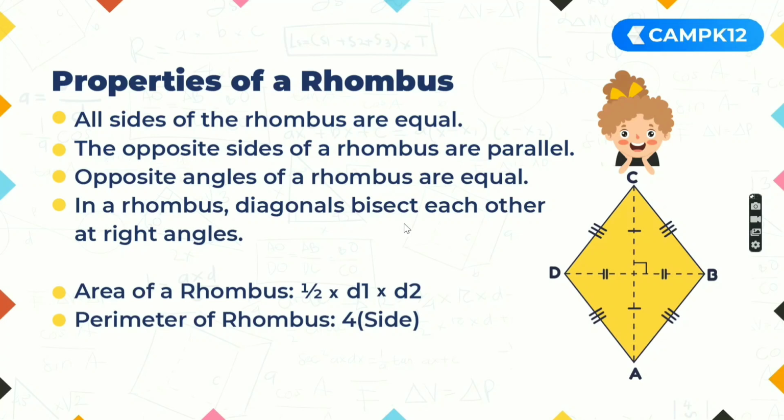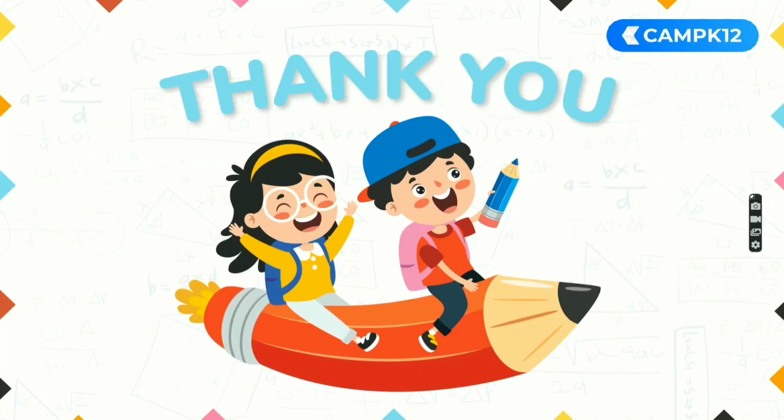In a rhombus, the diagonals bisect each other at right angles. This means that at the intersection point of the two diagonals, the measure of the angle formed is equal to 90 degrees. Talking about the area of a rhombus, it's equal to half into the measure of diagonal 1 and the measure of diagonal 2. And the perimeter of a rhombus is once again equal to that of a square, which is 4 into side. And with this, we come to the end of this video.